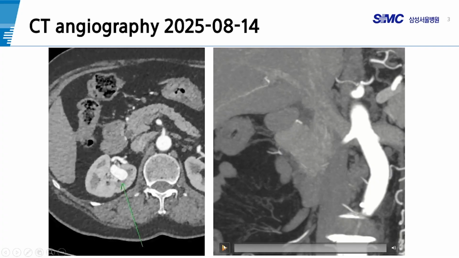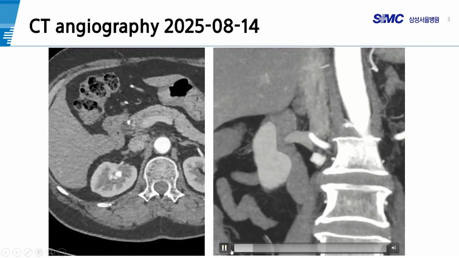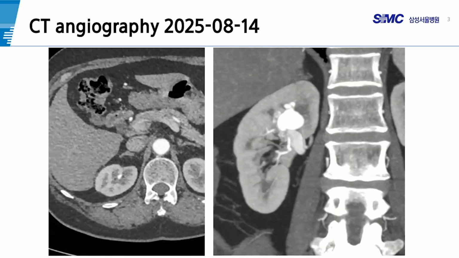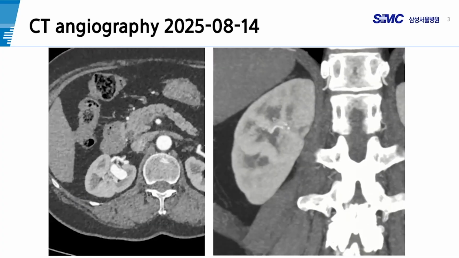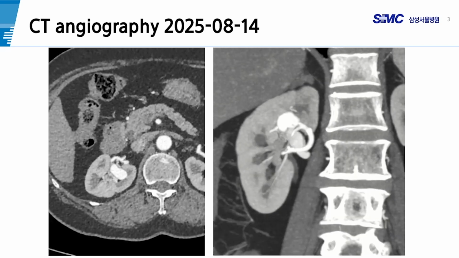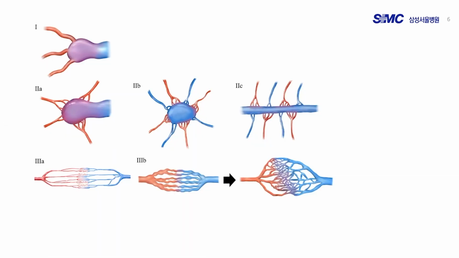This is the coronal image with the MIP reconstructed images. You can see tortuous and dilated vascular structures with the early draining veins. In this case, we think this is some kind of more complex AVM, such as type 2A. So this is the end of my briefing.